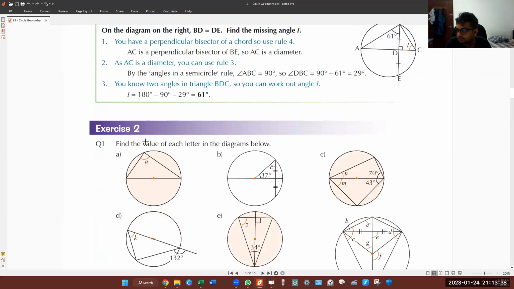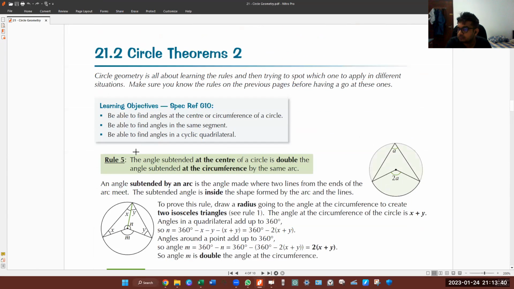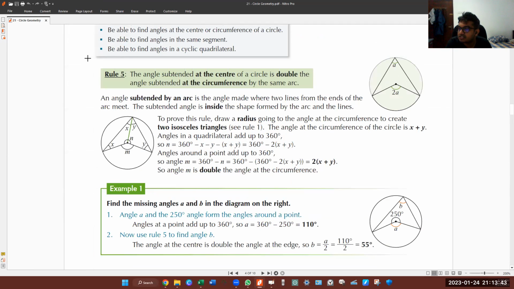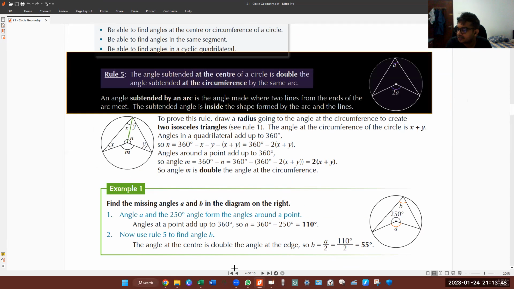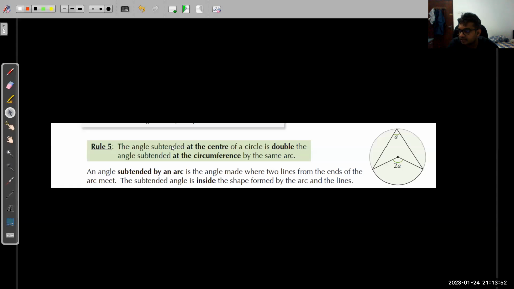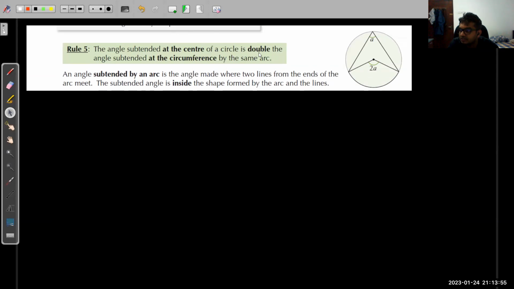Fifth rule is the one that we just discussed. The angle at the center is twice the angle at the circumference, right? Rule 5: the angle subtended at the center of the circle is double the angle subtended at the circumference. So if this is 2a, this is a, right? These angles are subtended from the same two points. If A, B, C, normally for the center we always use the letter O.